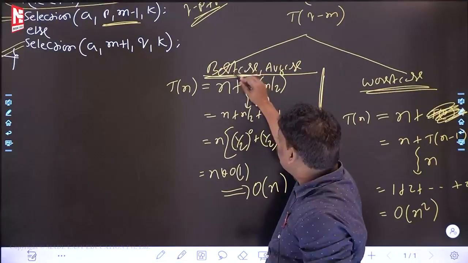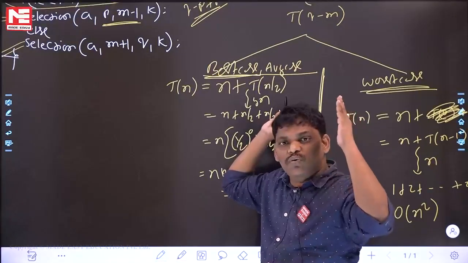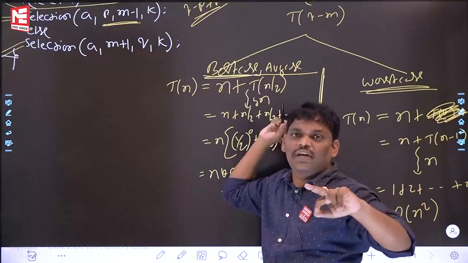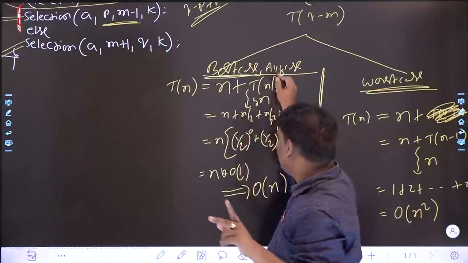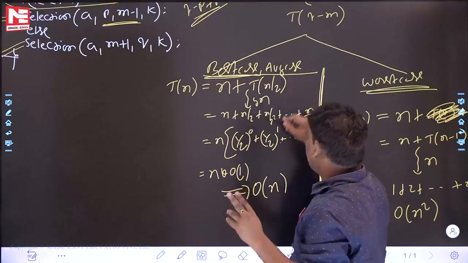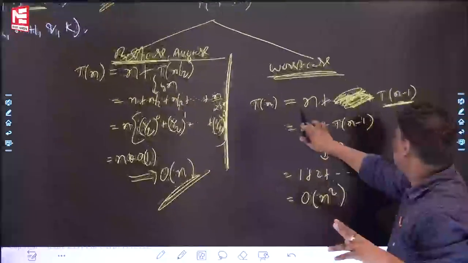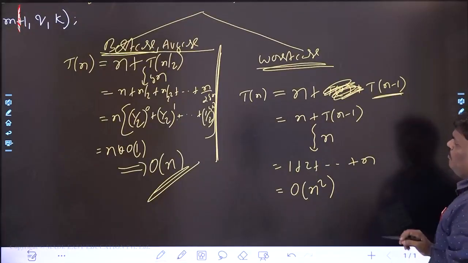So, two times the best case will happen for a selection procedure, right? If m is equal to k itself, you can stop. Otherwise, you may go left and right, but best partition happened, right? Which is nothing but the average case. The time complexity of the selection procedure is order of n for the best case and average case. The worst case is going to be order of n square.